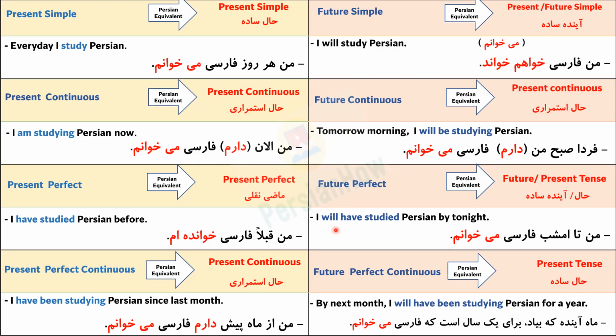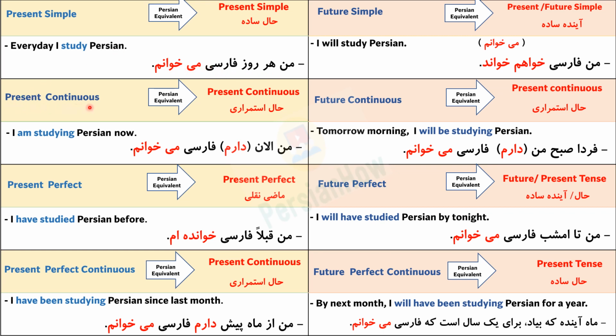All right, let's take a quick look at this table. In color blue, we have all the English tenses, and then in color red are all their Persian equivalents. On the left side, the present tenses. On the right side of the table, the future tenses. Let's start with the first one. Present simple in English is just the same as in Farsi too. Present simple. Every day I study Persian. من هر روز فارسی میخوانم.